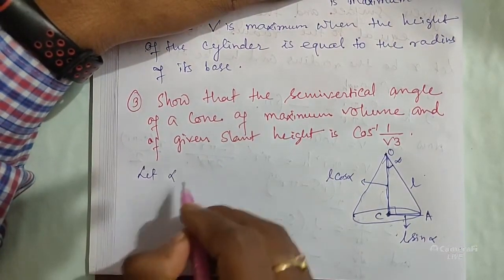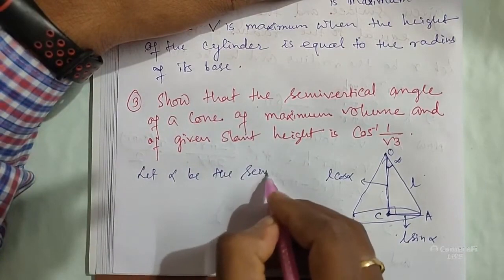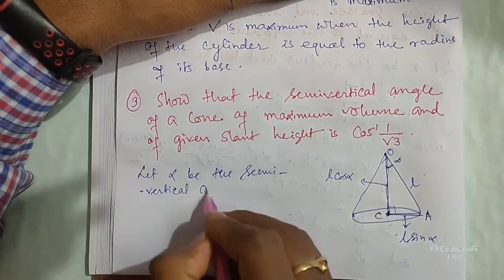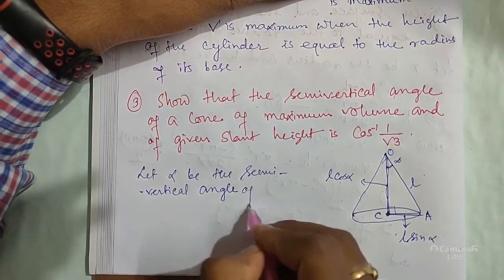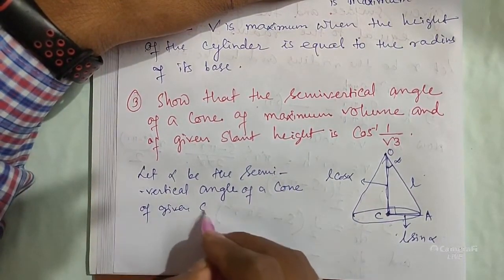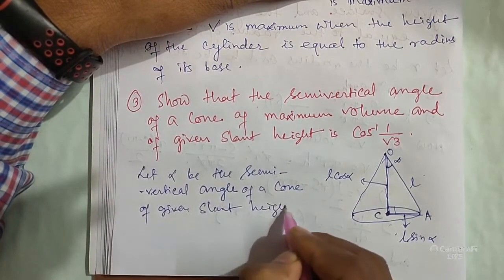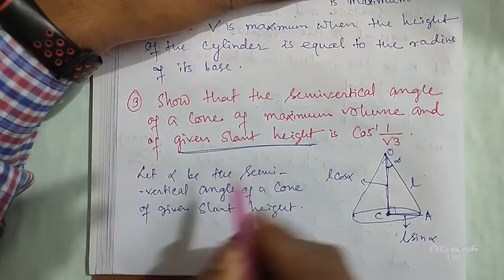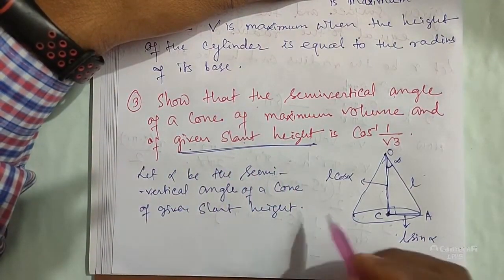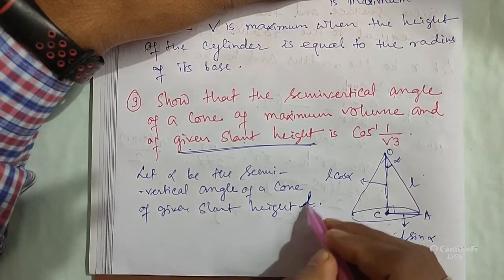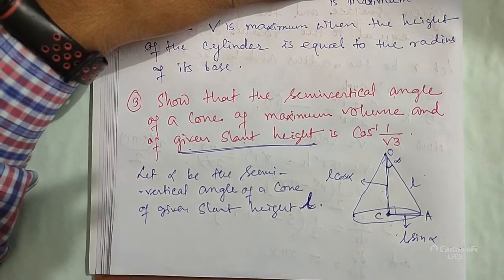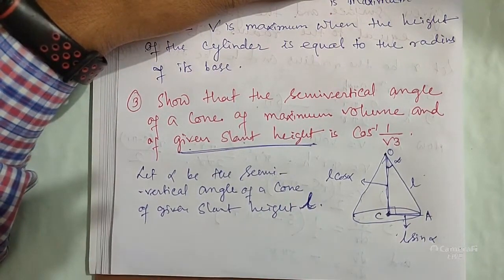So let alpha be the semi-vertical angle of a cone of given slant height. Now see, here in the question it says given slant height, that means this L, given slant height, if we take as L, this L we can treat as a constant number. This is not a variable, this we can treat as a constant.